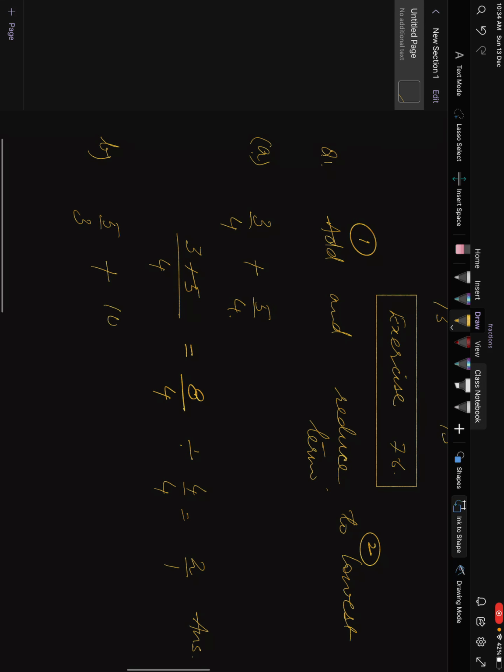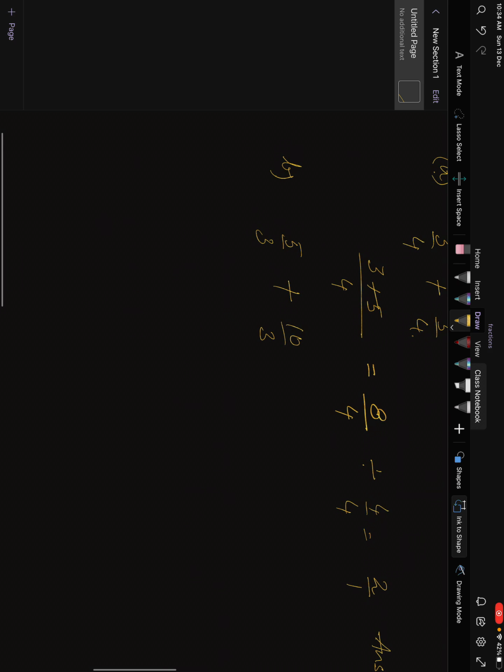5 upon 3 plus 10 upon 3. As you can observe, 3 I will take as the denominator of my sum, and I will add my numerators. I get 15 upon 3. Reduce to the lowest term, divide by 3, you get 5 upon 1 as your answer.